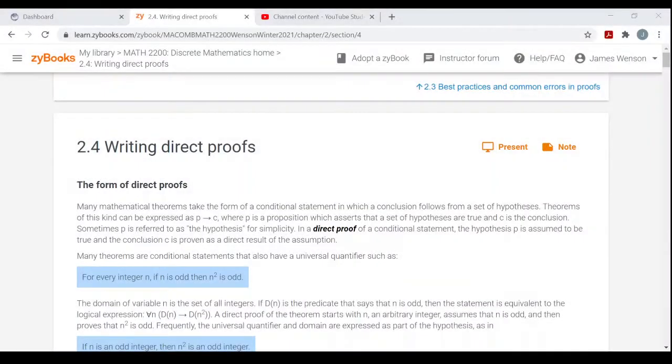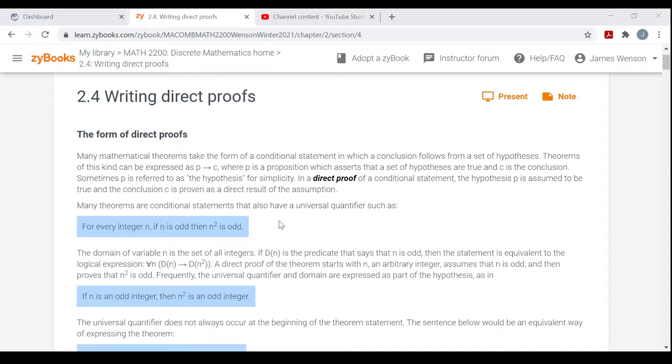All right. So, again, a lot of reading in these, unfortunately. I'll do my best to give you the main points. So the form of a direct proof, right? You usually write a direct proof for a conditional statement, if-then statement. Not always, as we'll see in later sections, but a lot of conditional statements will involve the use of direct proof to prove them.